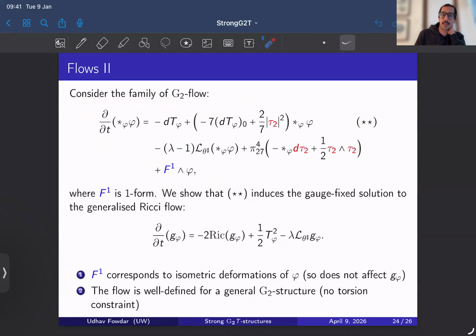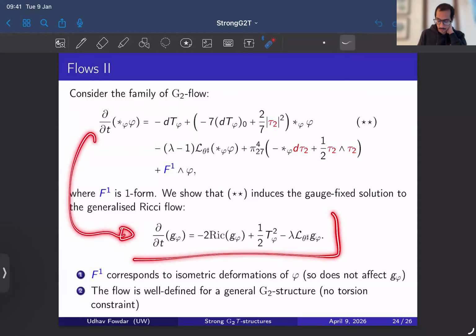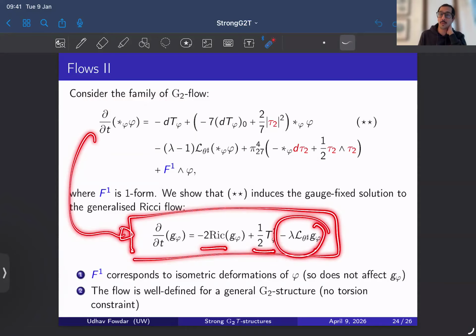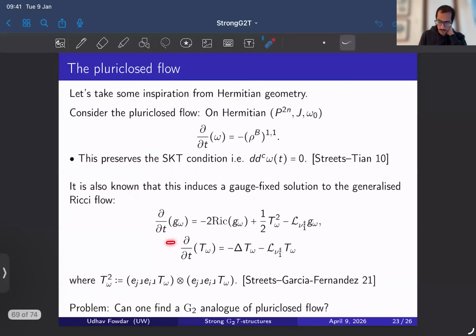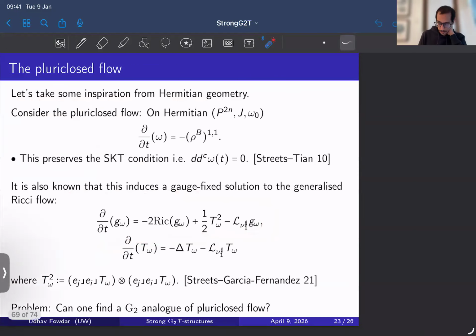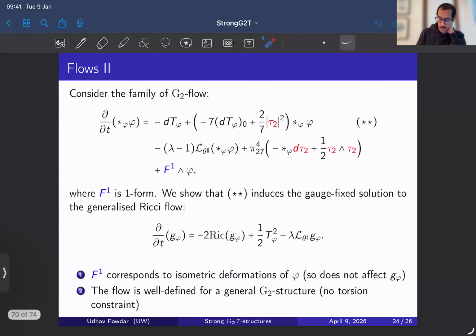Let me ignore the extra term for the time being, but the nice thing here is that if the four form evolved by this expression here, then you can check that the metric will evolve by almost the generalized Ricci flow. It would be minus twice the Ricci plus this quadratic term in the torsion. And then it has a gauge fixing term that comes from the Lie derivative, which is precisely what happened in the case of the pluriclosed flow. So this is why this flow here was set up. This flow induces precisely this condition here.